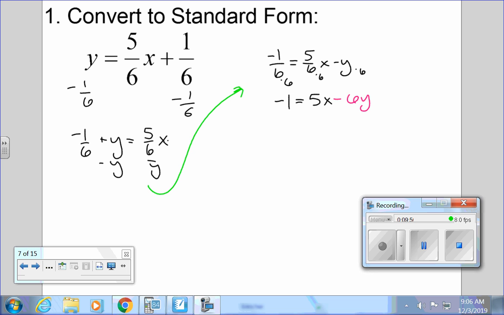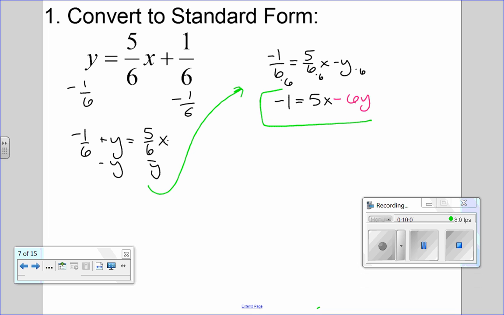And then the fraction clearing technique is multiply everybody through by 6. This ends up being a -1, this ends up being a positive 5x, and this ends up being a -6y. So you got that positive a value that you like, and you have no fractions left. Good job.